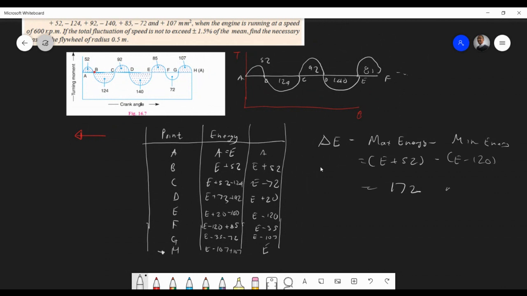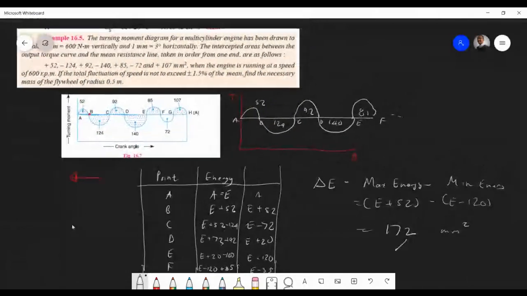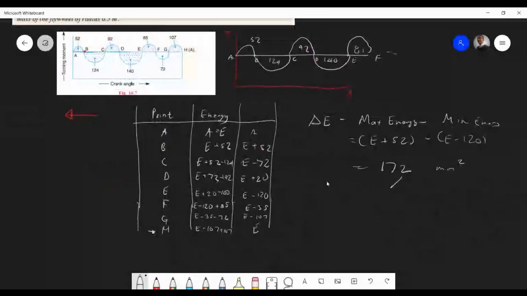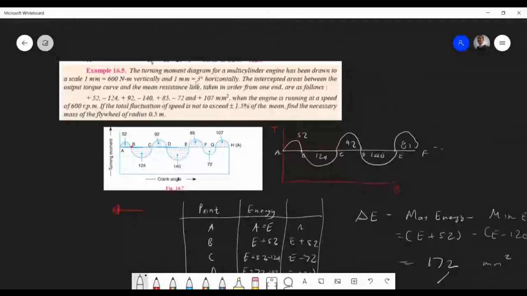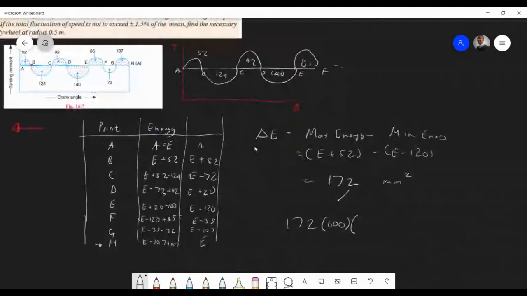Yeah. And then, like I said to you, we convert this into joules. And the way we do it, we look at our scale. All we have to say is 172 times 600. Get your angle. Your angle is 3 degrees. You convert that into radians, 3 times pi over 180. And you can get your maximum fluctuation energy in joules.